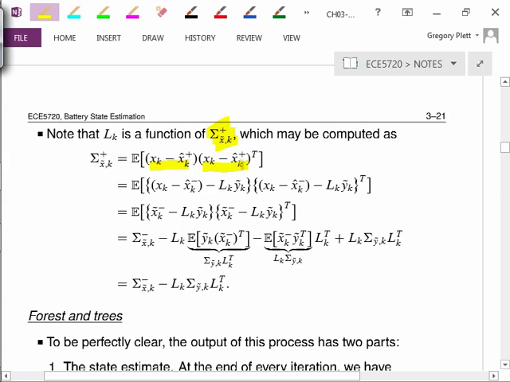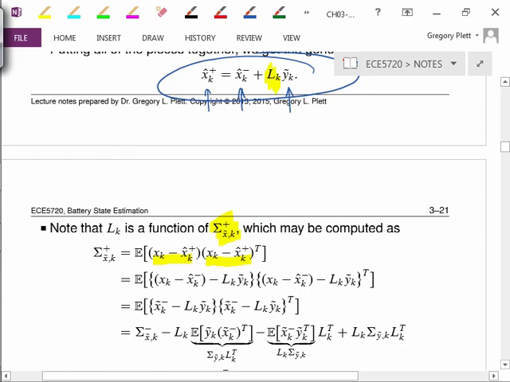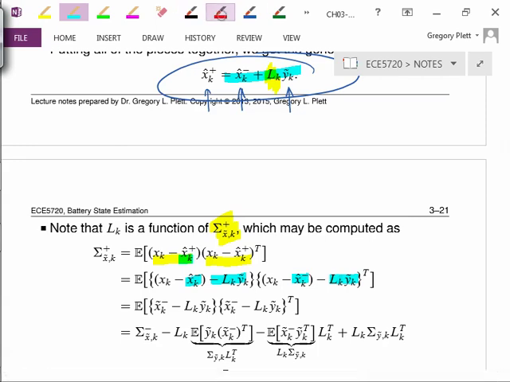(x minus x hat)(x minus x hat) transpose, and we know that this relationship is true. The x hat is equal to x hat minus plus L y tilde. So the x hat I replace by x hat minus plus L y tilde, and I do the same thing over here. And I put parentheses around this term because that's simply x tilde minus, and that's x tilde minus. And that allows me to write this as x tilde minus minus L times y tilde.